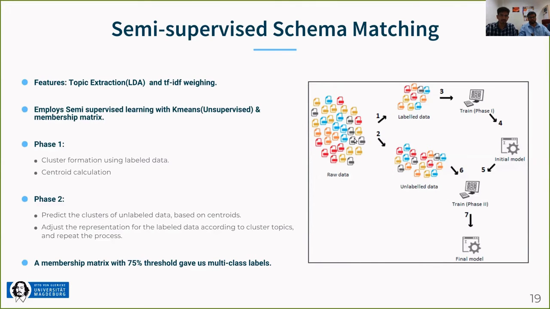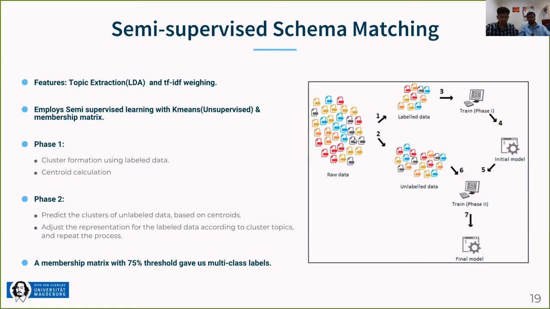So let's move on to the semi-supervised schema matching. The motivation behind semi-supervised learning is that the model learns from both labeled as well as unlabeled data. This is not to be confused with active learning. For this model, tokens are extracted using topic extraction and TF-IDF weighting of these tokens. Since this approach employs both supervised as well as unsupervised approaches, it can be better explained in two phases.